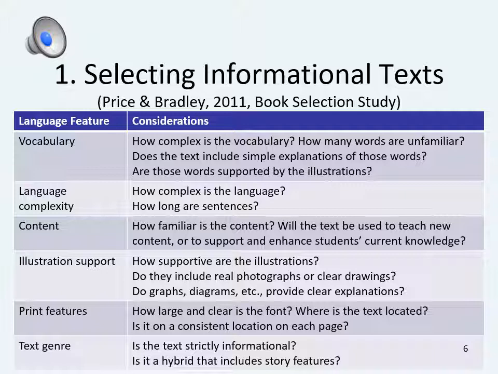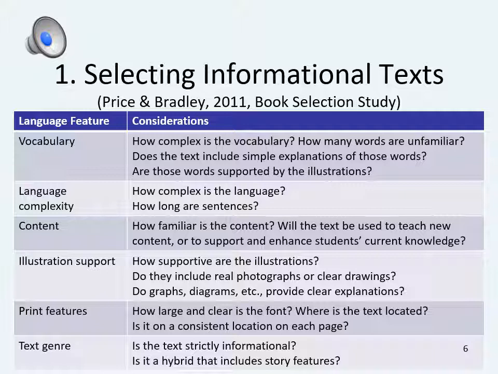So think about all of these things as trade-offs. With any information book, we want to look at how supportive the illustrations are, just as we would with stories. Do they include real photographs or drawings? Do graphs or diagrams provide clear explanations? We want to look at print features, just basic features of how the text is organized. And we want to look at whether the text is strictly informational or does it include a storyline as well.